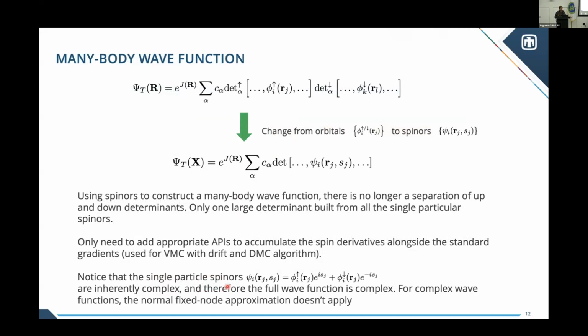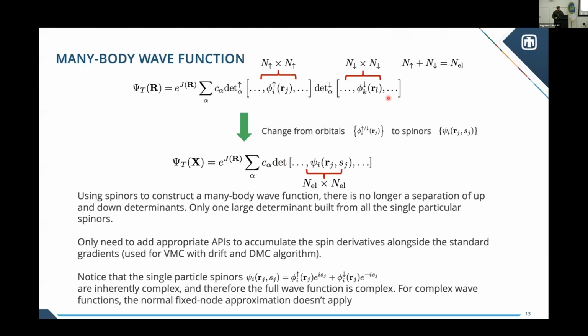Once you have your spinner, now you have to put that into a many-body wave function. And so there's a slight change from how the many-body wave function is written in normal calculations. Normally, we have a nice decoupling of these are my spin up electrons, these are my spin down electrons. And so the determinant can be written as this product of up and down determinants. Whenever you move to the spinners, you can't do that anymore. You actually now just have one large determinant of N electron by N electron orbitals instead of N up by N up and N down by N down.